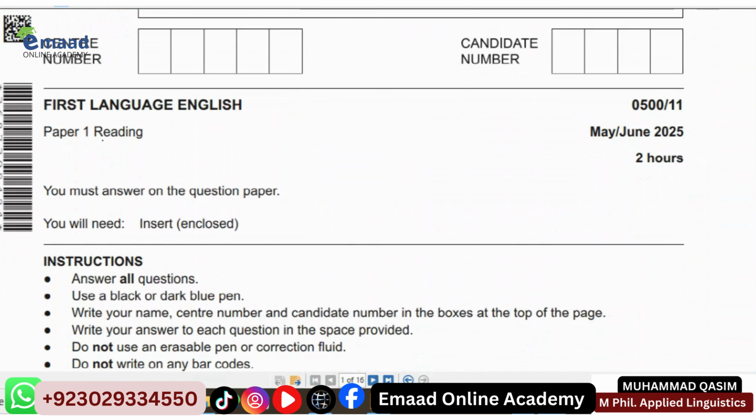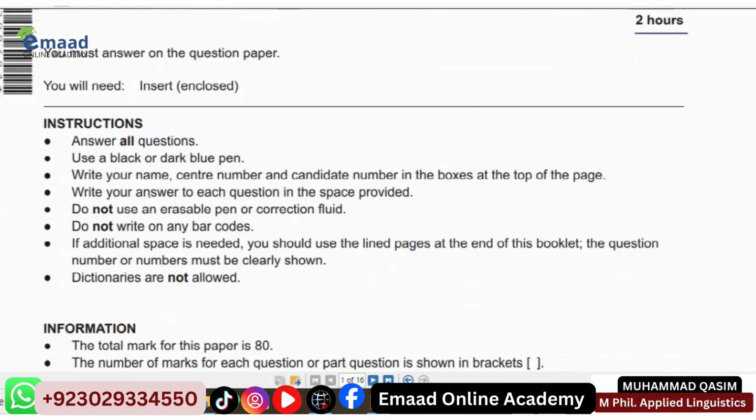This is now the question paper, First Language English, variant 1, paper 1 reading, 2 hours, for the May-June 2025 exam. This is the latest past paper issued by Cambridge. After a few months we will also have the October-November 2025 question paper, so I will also try to solve that one for you.